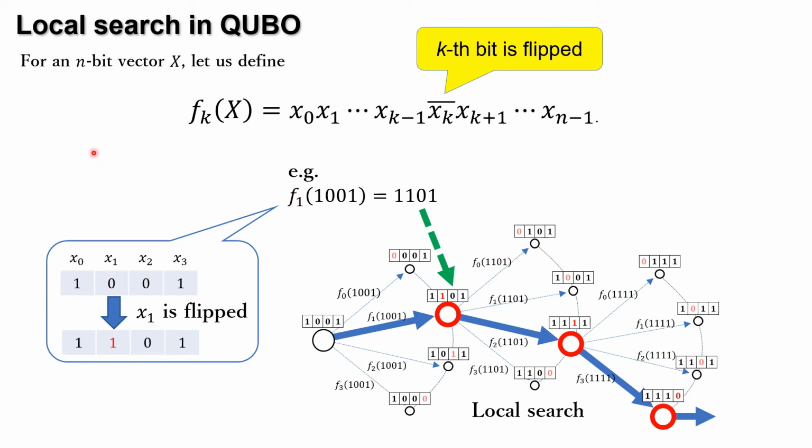Next, I'd like to talk about a local search in QUBO. A local search is a good heuristic method for solving QUBO. For an n-bit vector x, let's define a function that outputs the vector which is flipped the k-th bit. For example, we have x equal to 1, 0, 0, 1. By flipping x1 from 0 to 1, we obtain f1 of x equal to 1, 1, 0, 1. This figure illustrates a local search in QUBO. We can use the function to obtain neighbor solutions and search for the best solution by continuing the transition.